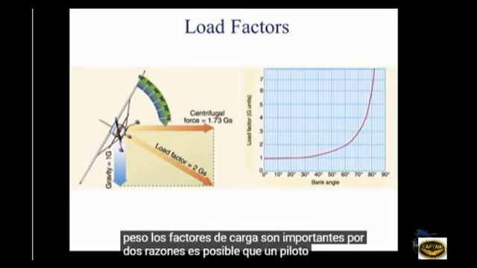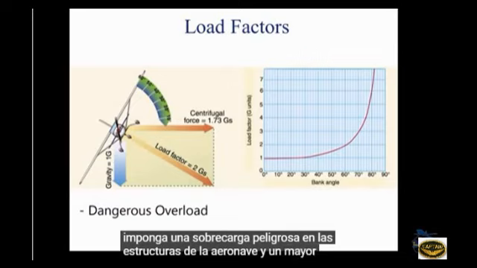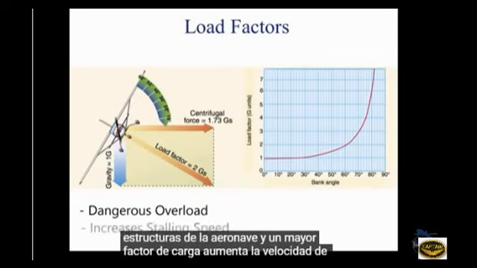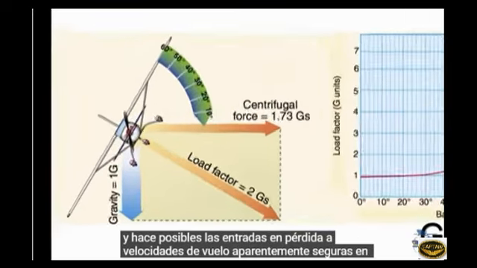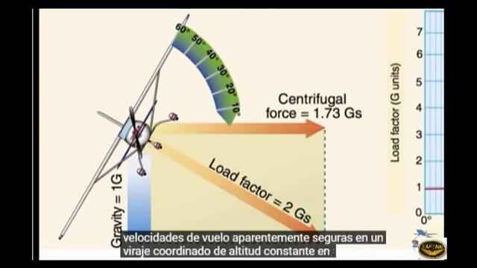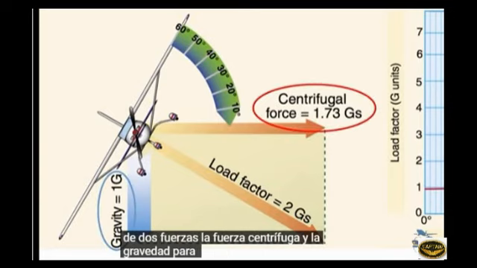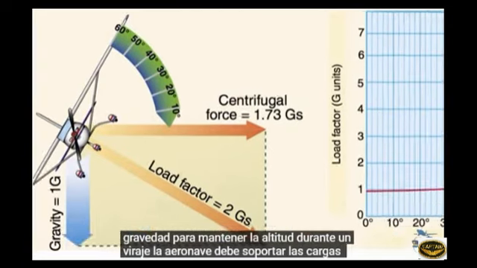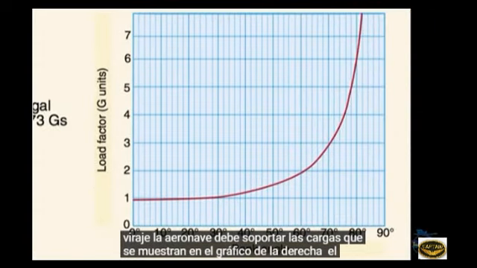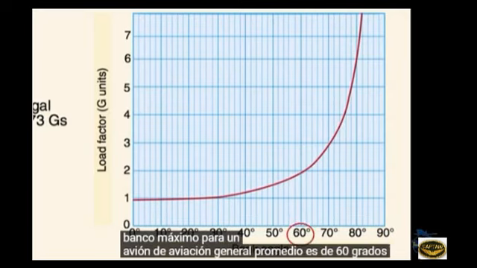It is possible for a pilot to impose a dangerous overload on the aircraft's structures, and an increased load factor increases the stalling speed and makes stalls possible at seemingly safe flight speeds. In a constant altitude, coordinated turn in any aircraft, the load factor is the result of 2 forces, centrifugal force and gravity. To maintain altitude during a turn, the aircraft must sustain the loads shown on the chart on the right. The maximum bank for the average general aviation aircraft is 60 degrees.